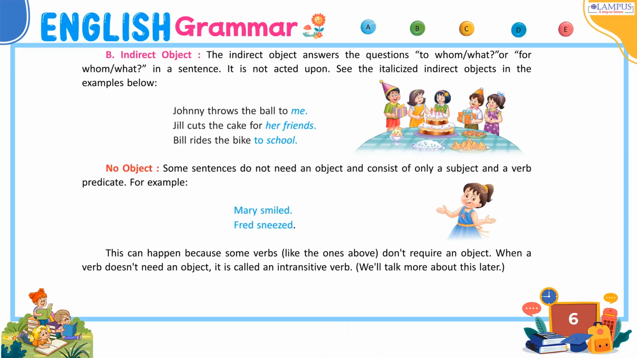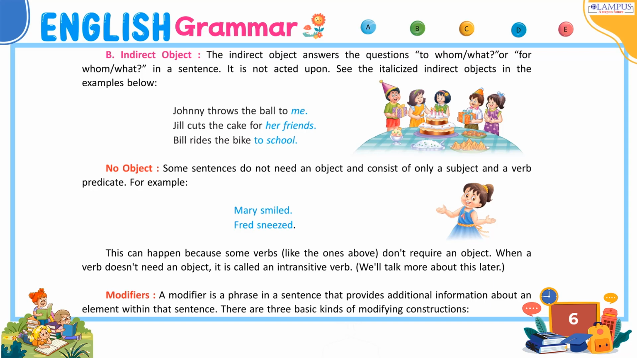No object. Some sentences do not need an object and consist of only a subject and a verb predicate. For example, Mary smiled. Fred sneezed. This can happen because some verbs, like the ones above, don't require an object. When a verb doesn't need an object, it is called an intransitive verb. We'll talk more about this later.